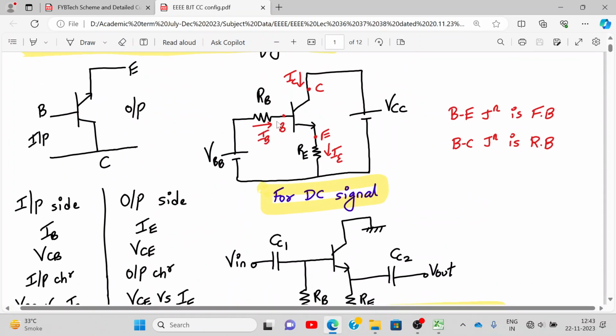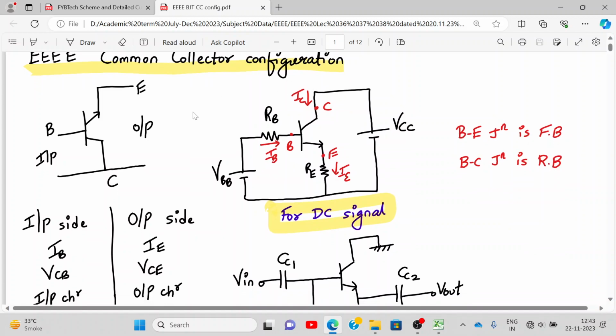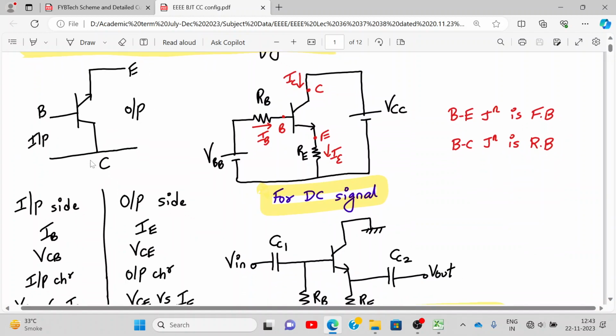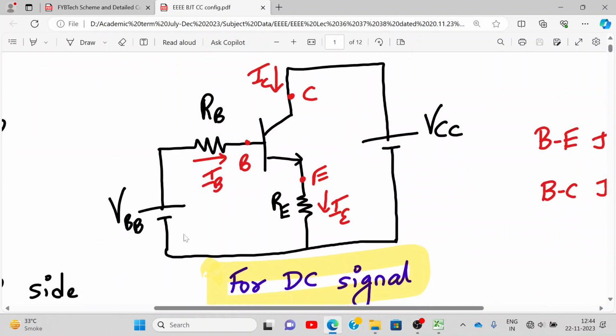Here we have not drawn the characteristics. So common collector configuration, this diagram you must have drawn. Base, collector and emitter. So basically collector terminal is common between input and output. And practically we connect the circuit like this. Between base and emitter and between collector and emitter.